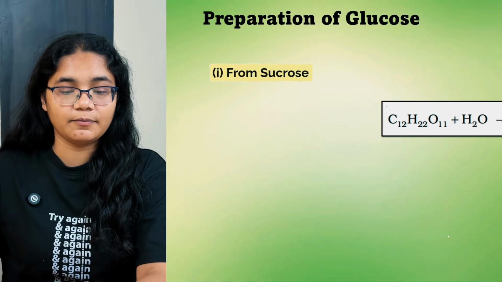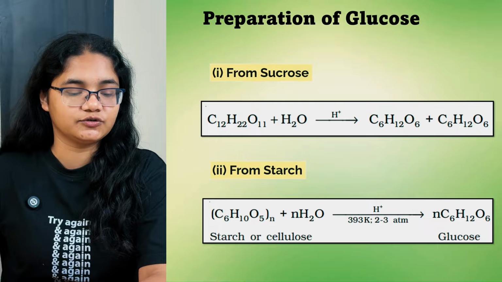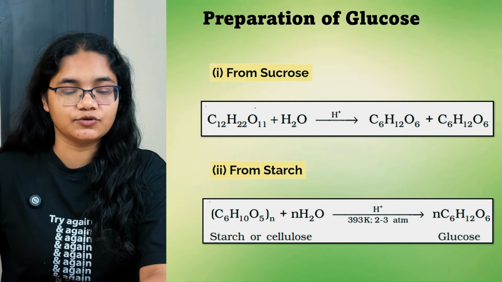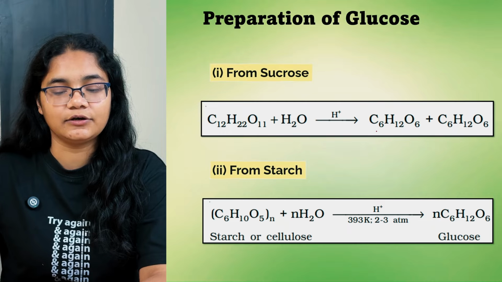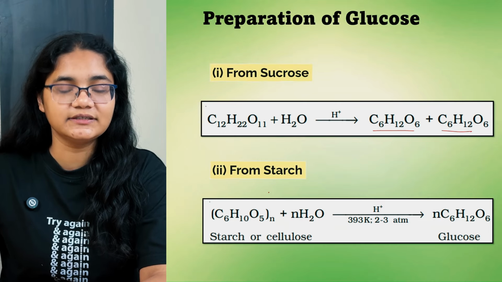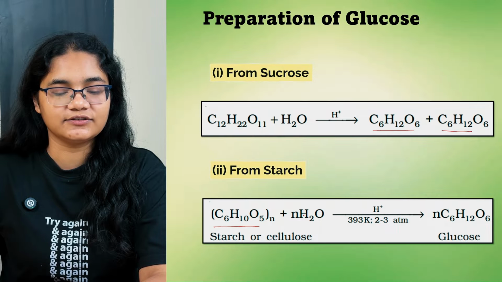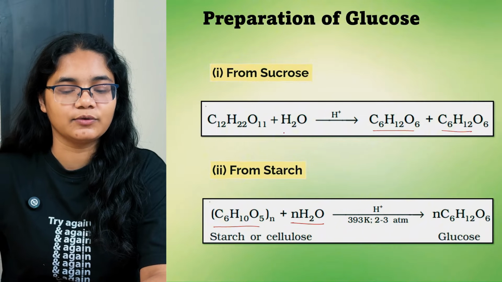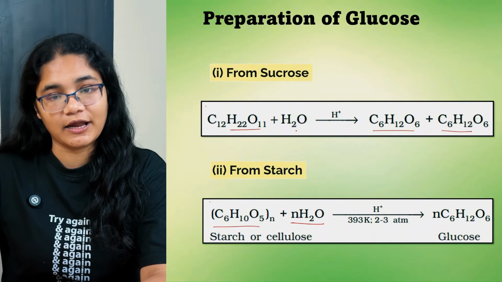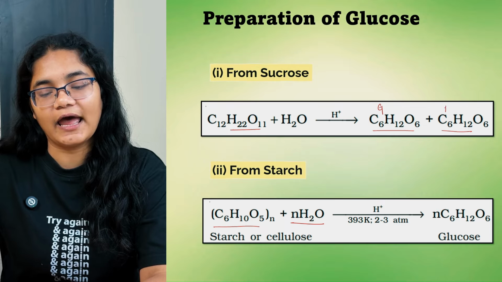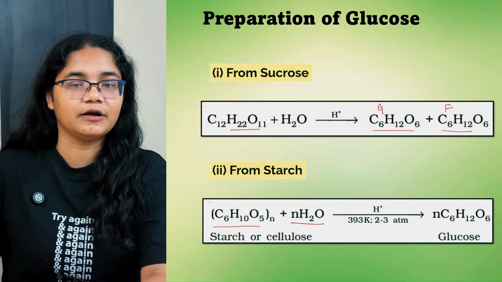Now we will talk about the preparation of glucose here. The first one is from starch. If you take starch and hydrolyze it, you will get n number of glucose molecules. And the second one is the hydrolysis of sucrose. If you take sucrose and hydrolyze it, you will get glucose and fructose. This is how we can produce glucose.